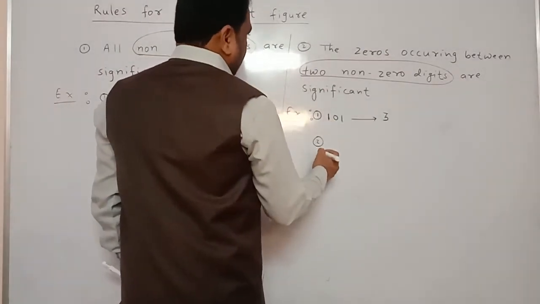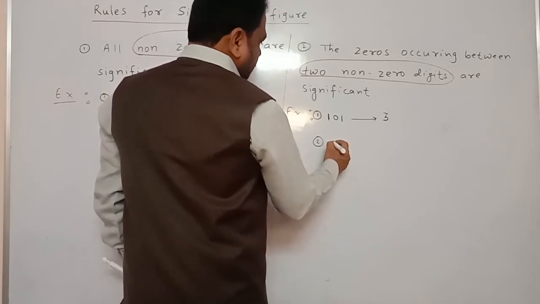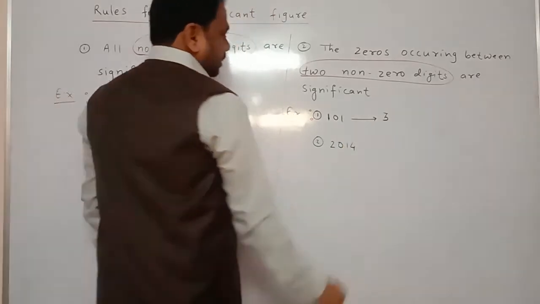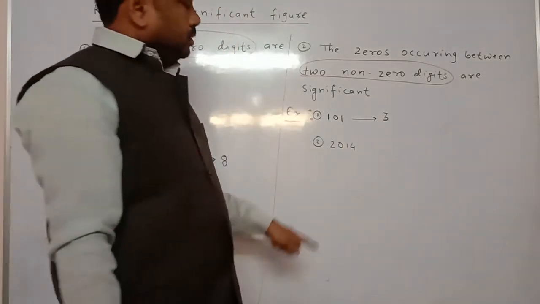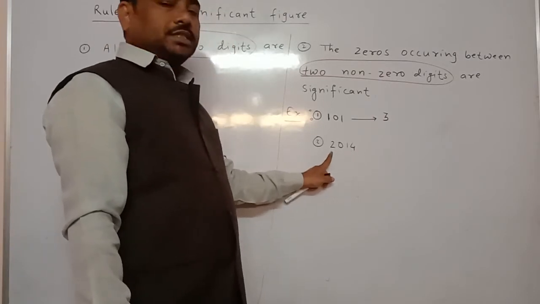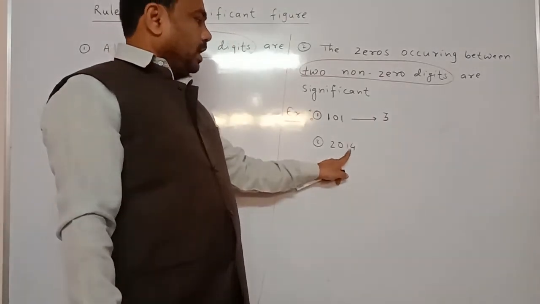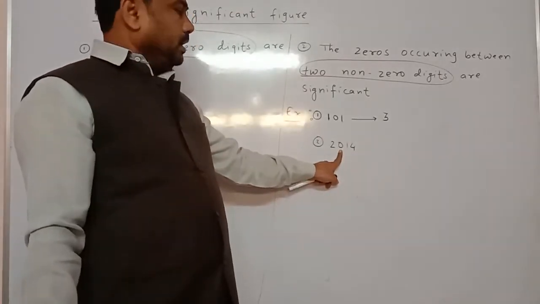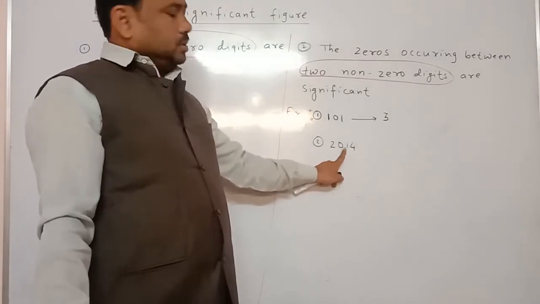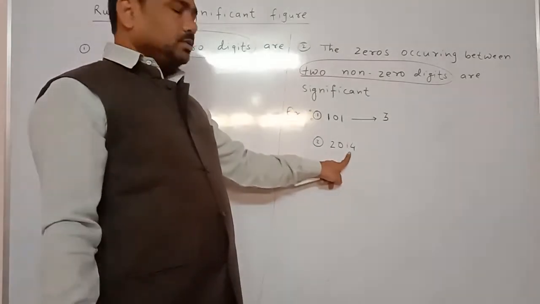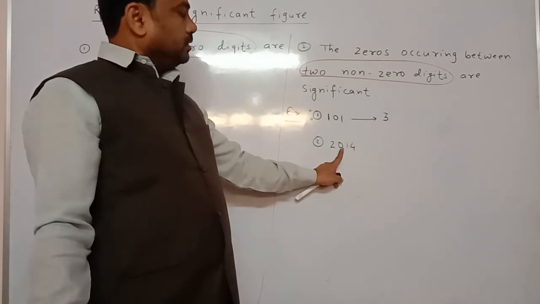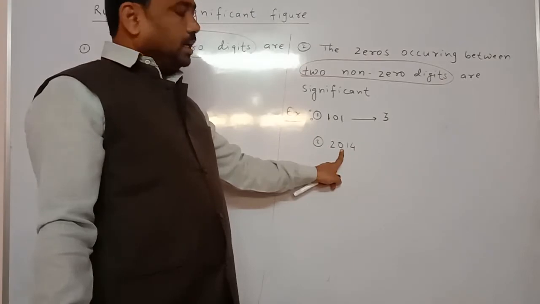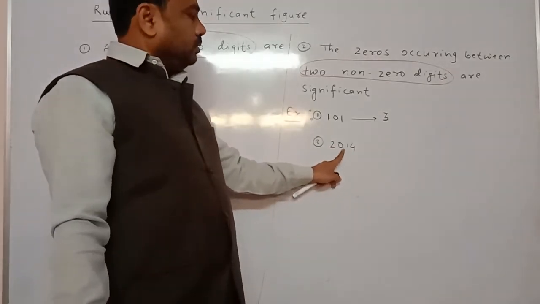Now the second example is, suppose, 2014. So how many digits are there? 2, 0, 1 and 4. But 0 is present in between 2 and 1. 2 is a non-zero digit, 1 is also a non-zero digit. So therefore this 0 must be significant. So how many significant figures are there? 4. 1, 2, 3, 4.